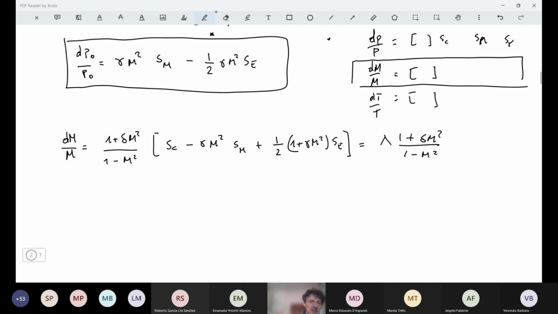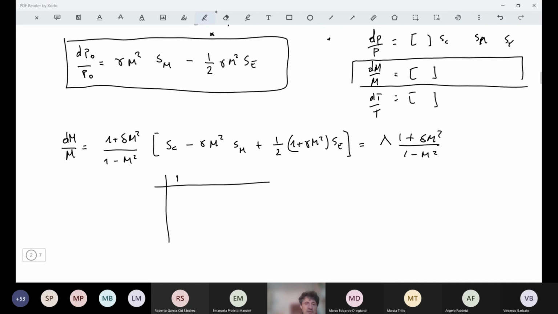And you see that the sign of changes of the Mach number will depend on this lambda and on the fact that the flow is supersonic or subsonic. So it's interesting to study the sign of these changes. And we can consider the cases where we have this lambda greater than, equal to, or less than 0, and also different Mach number, less than 1 or greater than 1.